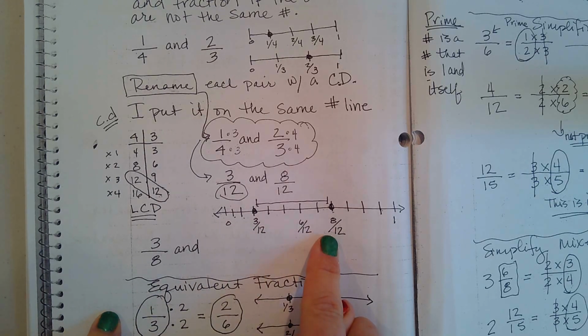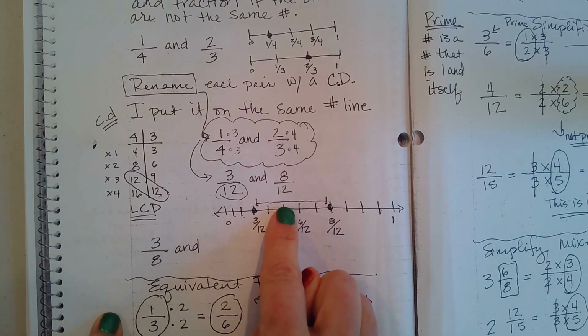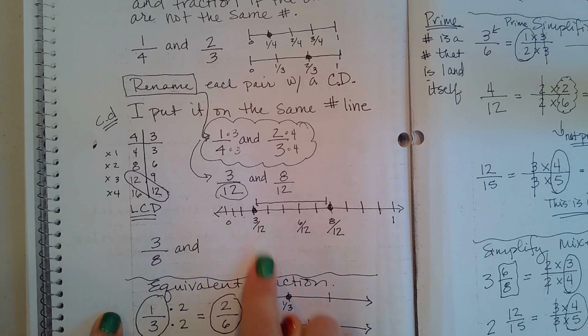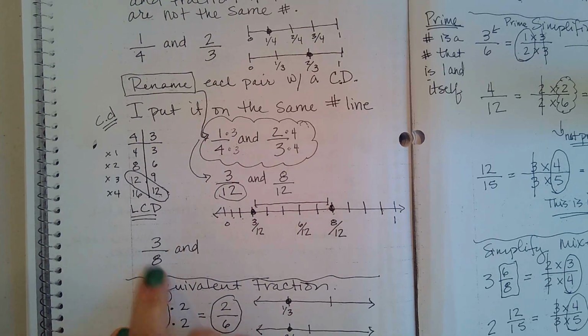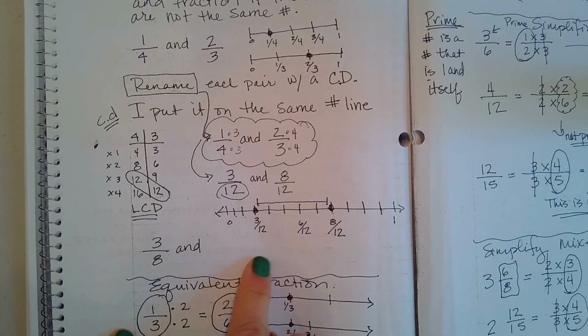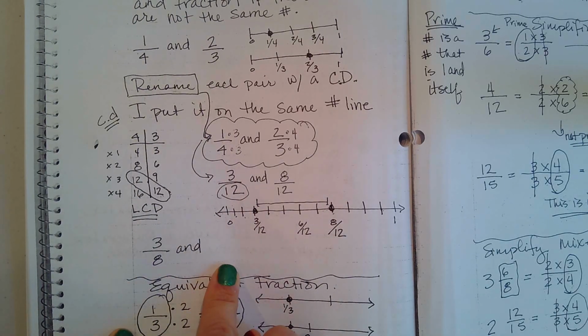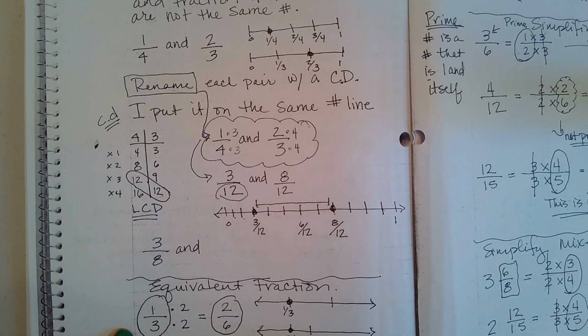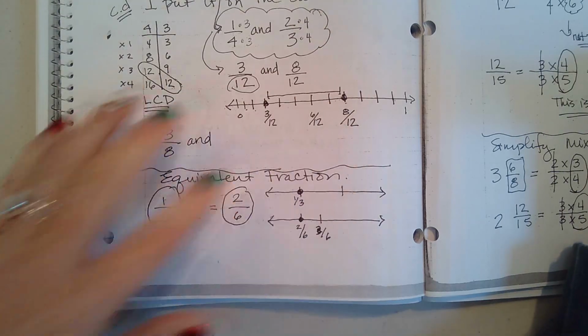3/12 and 8/12. So you could add them and get 11/12. You could subtract 3/12 from 8/12 and get 5/12. So try your own, 3/8 and whatever else you want to do, and you could practice that yourself using the information from above.